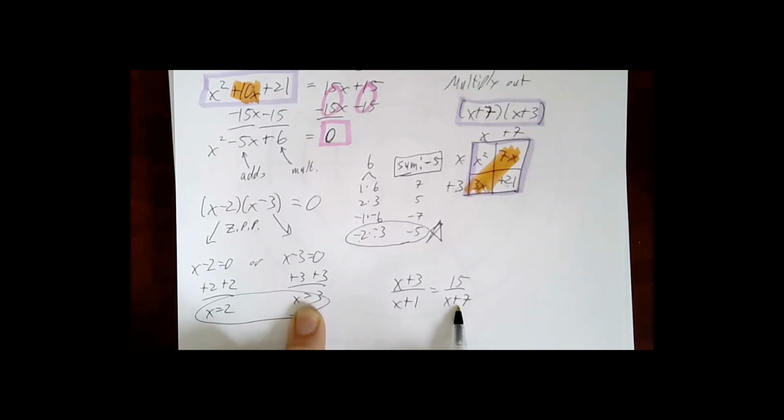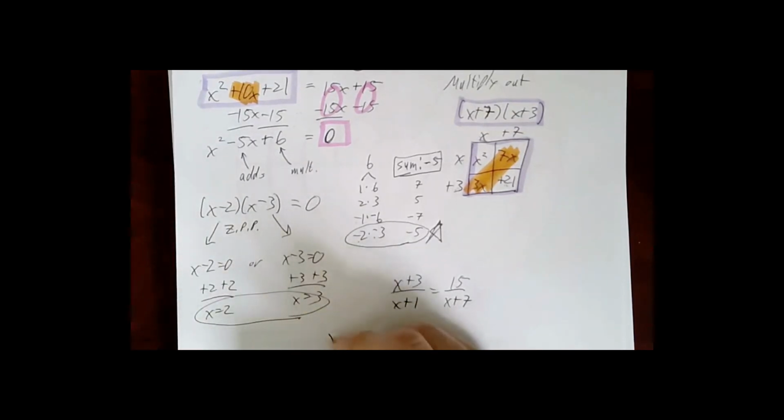Again, it checks out. So ladies and gentlemen, this would be my final answer. I would have two answers. X equals 2 and 3 would be my result for this rational function.